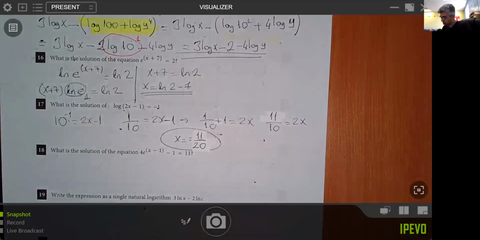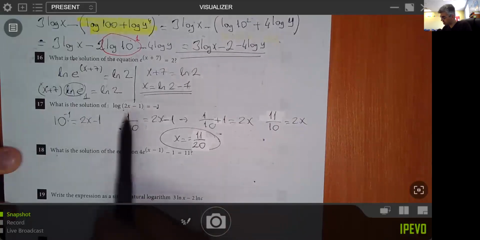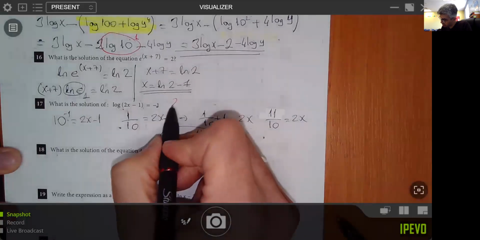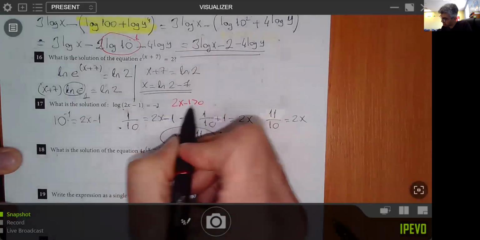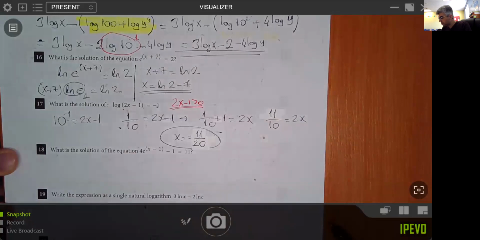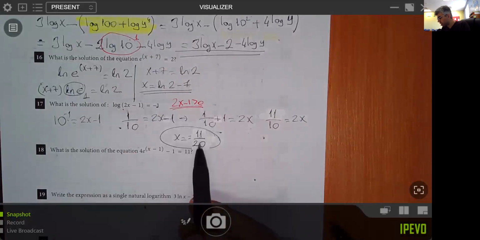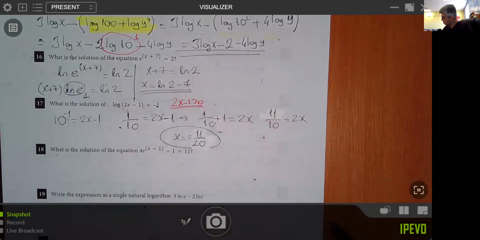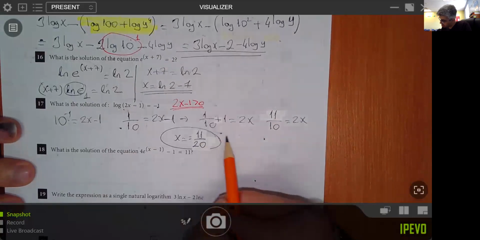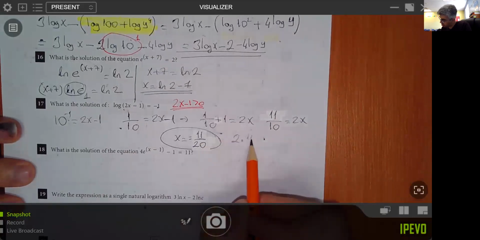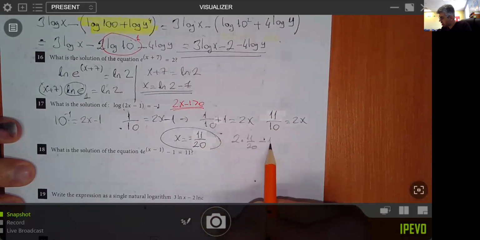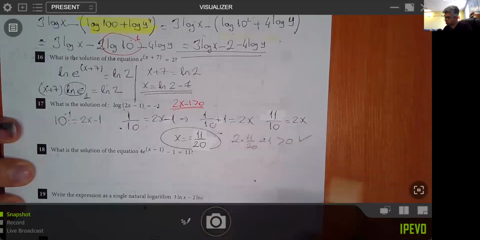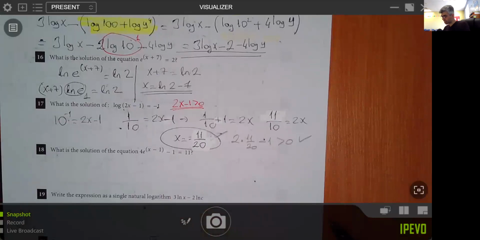We have to check it out. 2x minus 1 must be greater than 0. The domain: 2x minus 1 must be greater than 0. If x is 11 over 20, 2 times 11 over 20 minus 1 will be 11 over 10 minus 1. Is it greater than 0? Yes, so no problem. This is the answer. Is it clear?